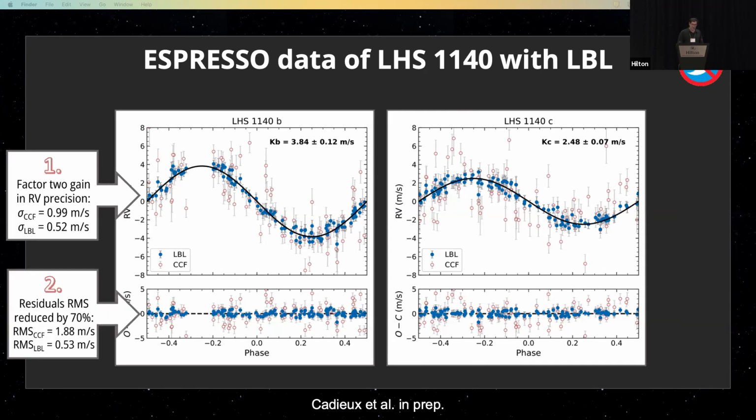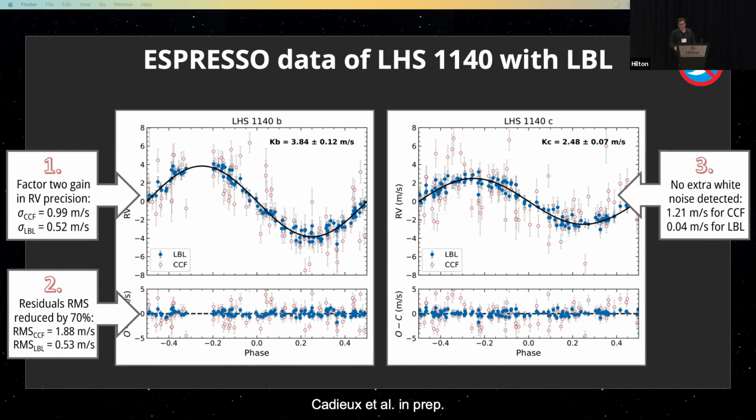Second point, at the end of the orbital fit, we end up with 53 centimeter per second residual RMS compared to almost 2 meters per second with the CCF derived velocity. And that has a huge implication for the mass, when we infer the mass of the planet.